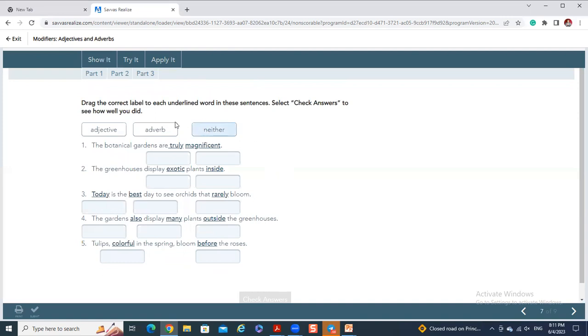Okay. Let's go to more ones. As you can find here, it says drag the correct label to each underlined word in these sentences. So we need to drag whether the underlined word, truly, is an adjective, adverb, or neither. Magnificent, is it an adjective, adverb, or neither? I'm going to start with Engineer Taha. Truly is what? Choose from those. Truly, adverb. Perfect. Streamer Adam, magnificent is what? Adjective. Perfect.